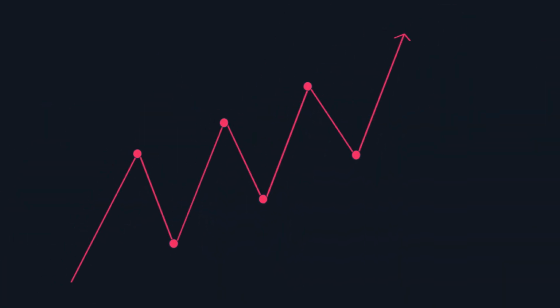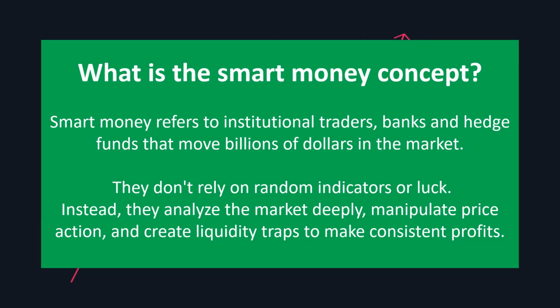Let's dive in. What is smart money concept? Smart money refers to institutional traders, banks and hedge funds that move billions of dollars in the market. They don't rely on random indicators or luck. Instead, they analyze the market deeply, manipulate price action, and create liquidity traps to make consistent profits.